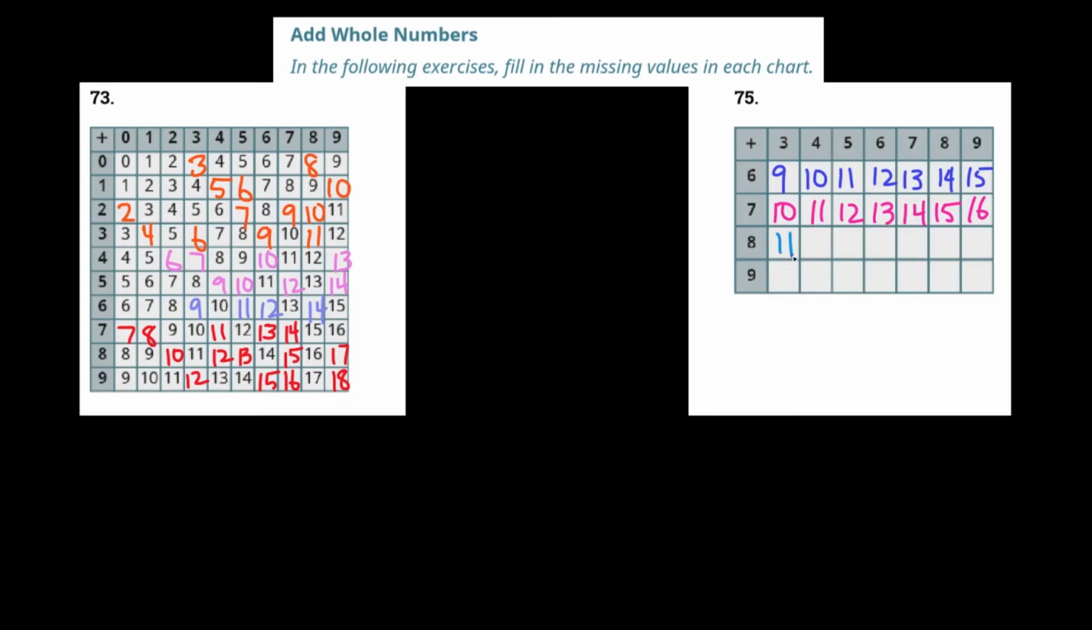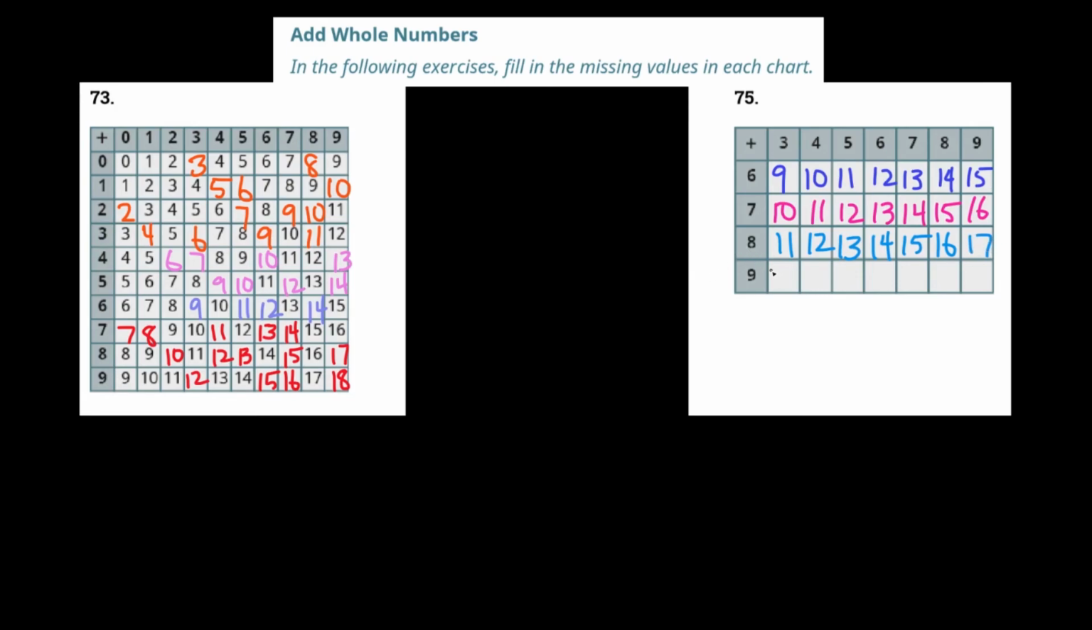8 plus 3 is 11. Now let's go over here. 8 plus 8 is 16. Let's do this one. 8 and 5 is 13. We have 8 and 4 is 12. 8 and 6 is 14. 8 and 7 is 15. 8 and 9 is 17.